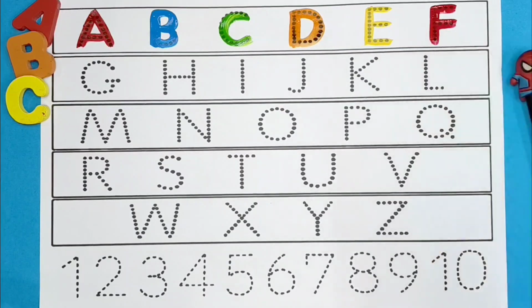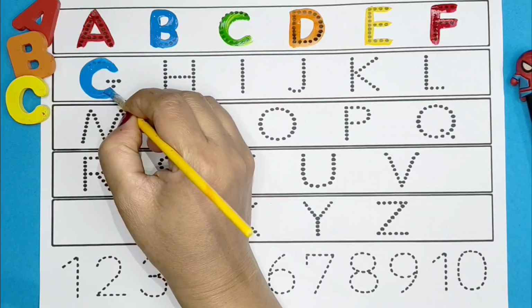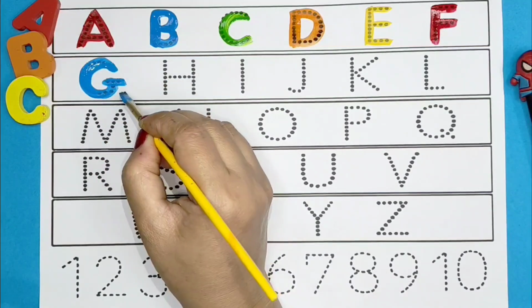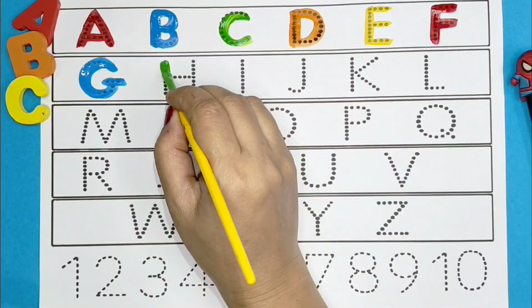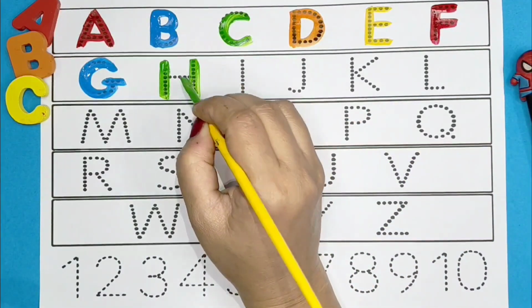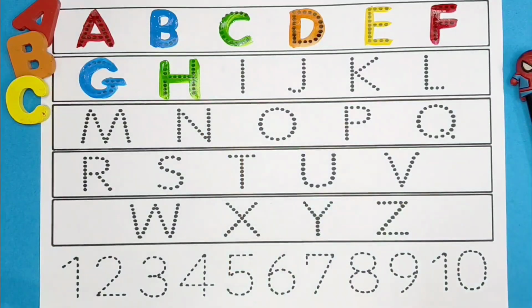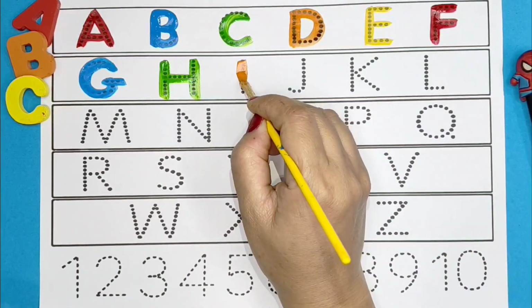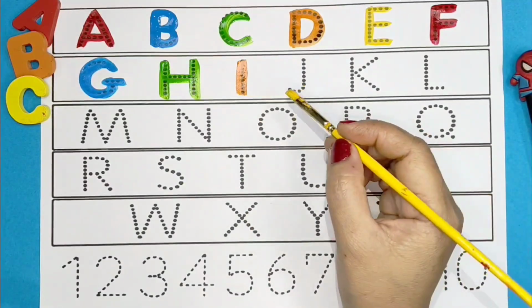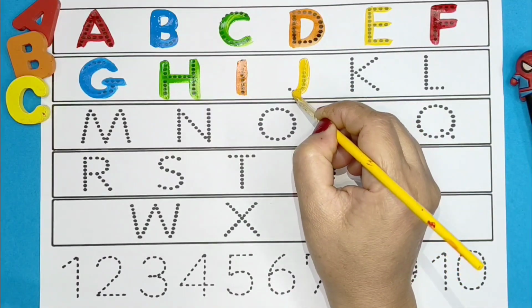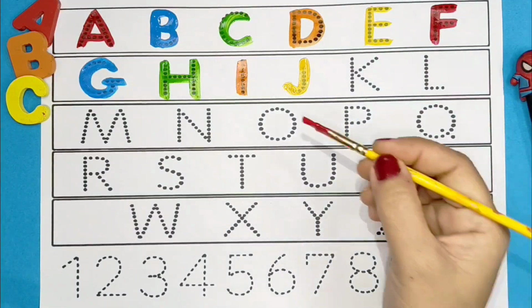F for frog, sky blue color. G for goat, light green color. H for horse, orange color. I for island, yellow color. J for joker, red color.